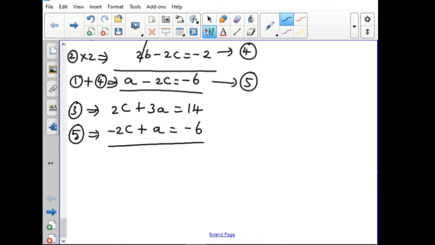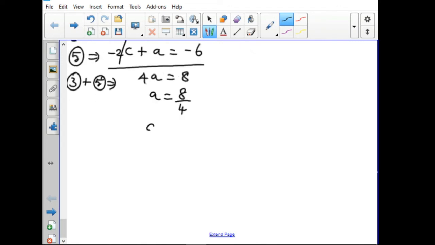Now we have to add equation 3 and 5. So the c terms will be cancelled. 3a plus 1a equal to 4a. 14 minus 6 means 8. So a equal to 8 by 4, so 8 by 4 means a equal to 2. Now we have got one solution, a equal to 2.